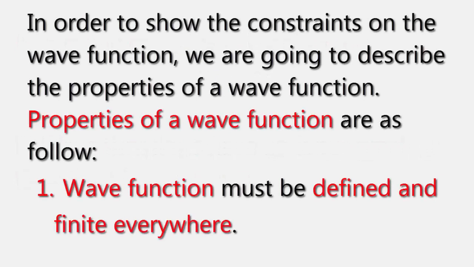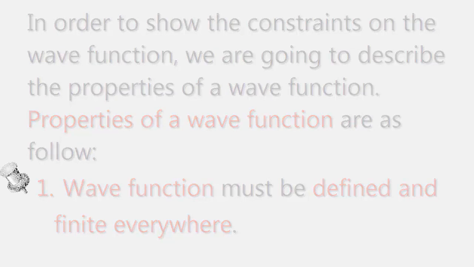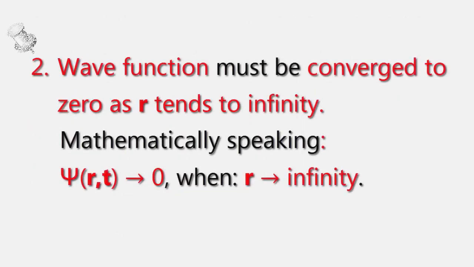In order to show the constraints on the wave function, we are going to describe the properties of a wave function. Properties of a wave function are as follows. One, wave function must be defined and finite everywhere. Two, wave function must converge to 0 as r tends to infinity. Mathematically speaking, ψ(r, t) tends to 0 when r tends to infinity.